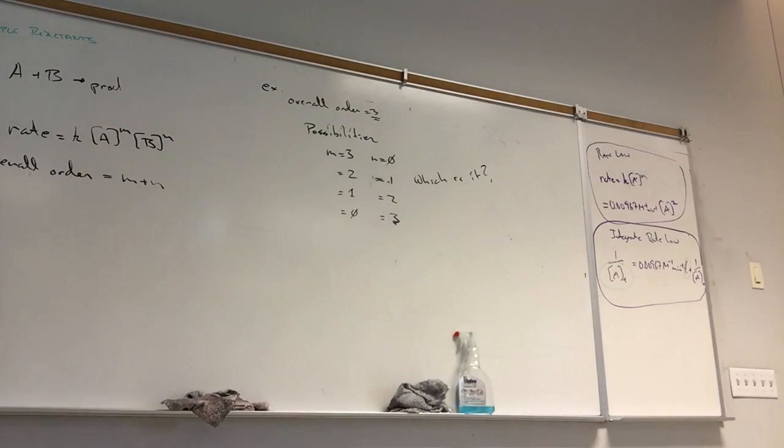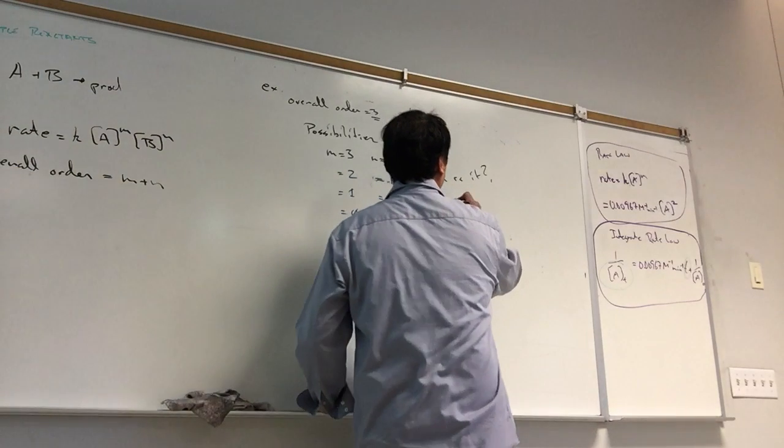Therefore, we do what we call the method of initial rates. That is, hold one of them constant, and then change the other and see what impact it has. And then switch. That way we can figure out what the order is. And so the easiest way to determine it is the method of initial rates.